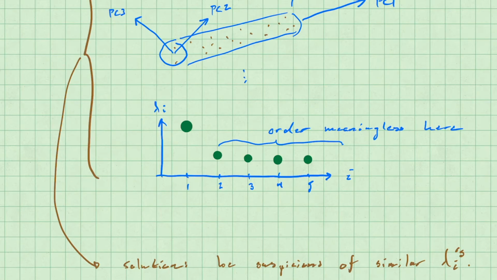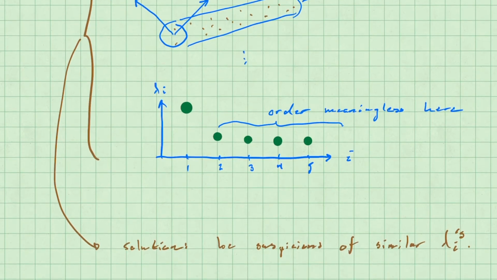But this is not really much of a solution. It's just how you spot this issue of sphericity. Look for similar lambda values. And when you see them, you know that there's not a whole lot of meaning behind the particular ranking of them.